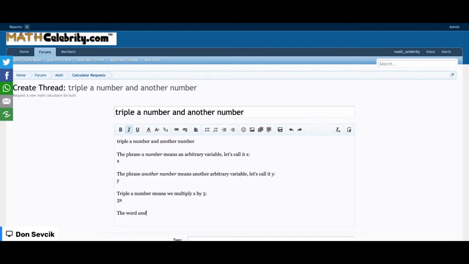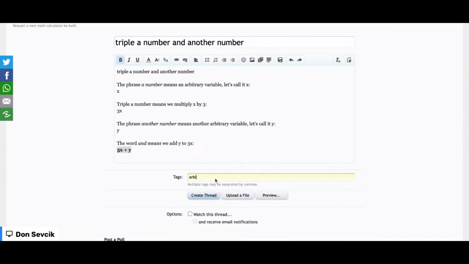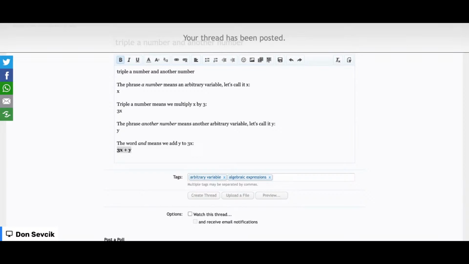The word and means, actually, let me move this up because I want to do these in order. We've got a number, triple a number. Another number is y. The word and means we add y to 3x. So 3x plus y. There we go. So we had arbitrary variables and good old algebraic expressions. Moving on.